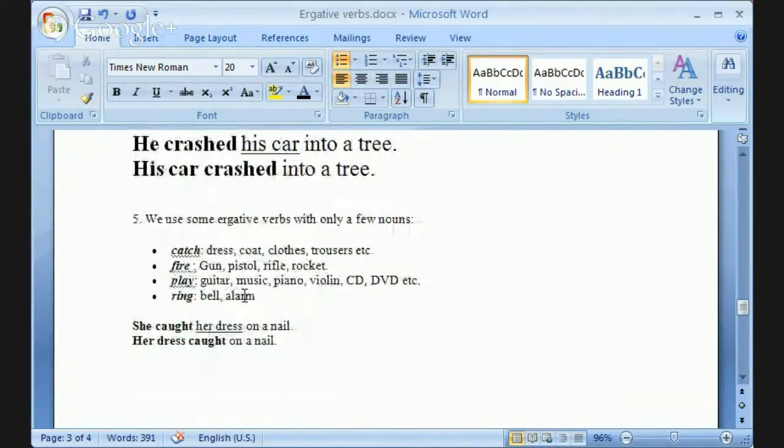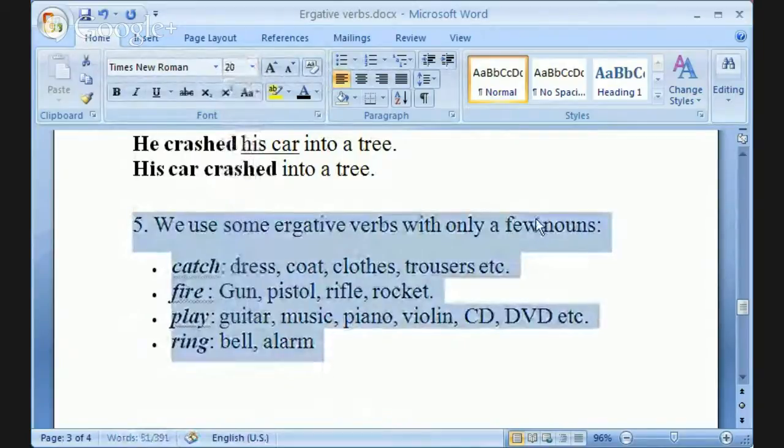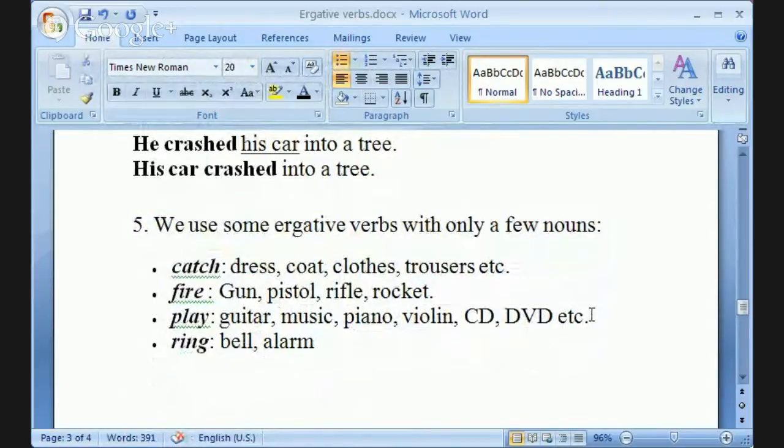Okay, I want to talk about one more kind of group of ergatives. Things that have to do with cooking, things that have to do with travel or vehicles are very common. Also, okay, here's another weird thing. We use some ergative verbs with only a few nouns.